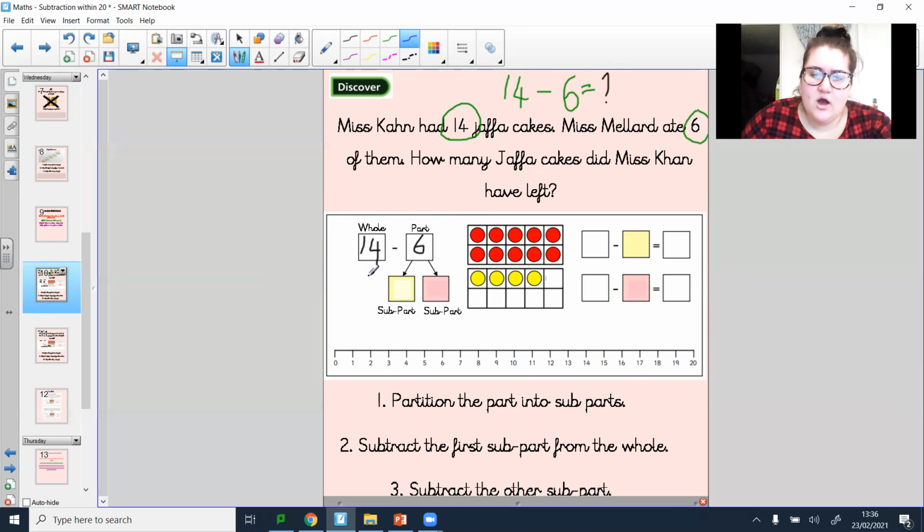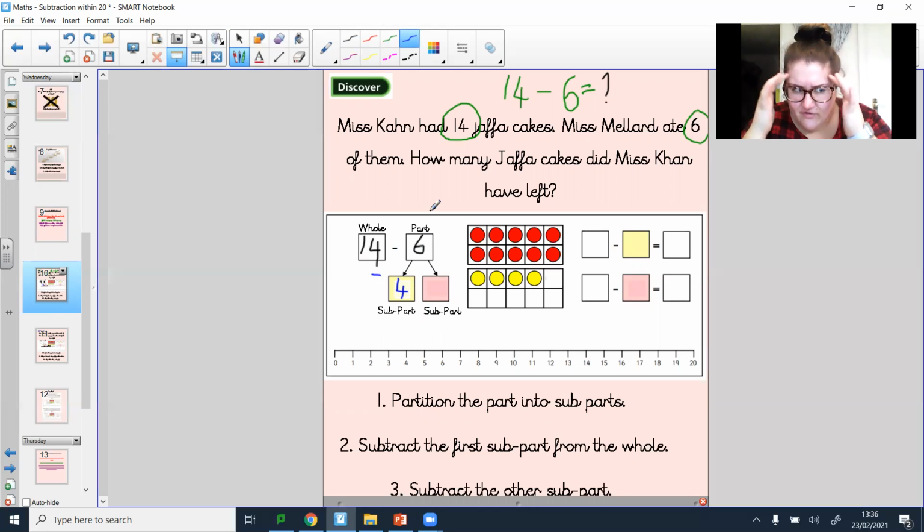Well, if I look at my whole, I know I would need to take away 4 in order to get to 10, in order to cross through 10. So my first part is going to be 4, my first subpart. Now, if I've got 4 and I need to add some more to help me get to 6, let me put 4 in my head.